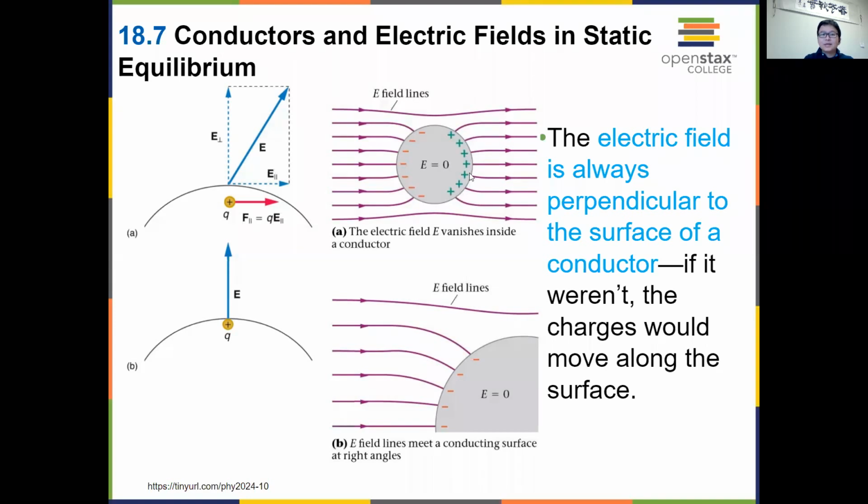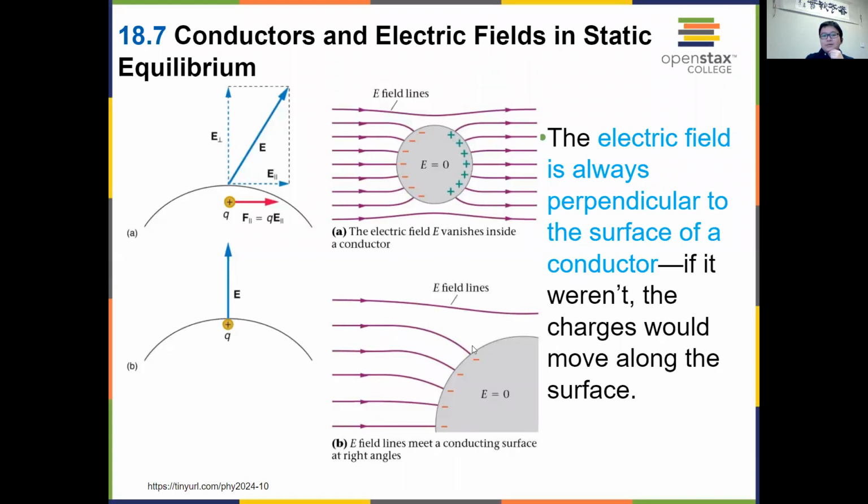Now inside the conductor, the electric field will be 0. Because if the electric field is not 0 in the middle, then electrons will be under the influence of the electric field, and they will be redistributed. So in equilibrium, you should have the electric field inside the conductor be 0. Now on the surface of the conductor, it's the other case.